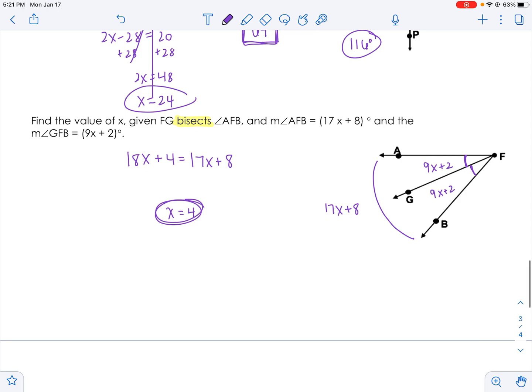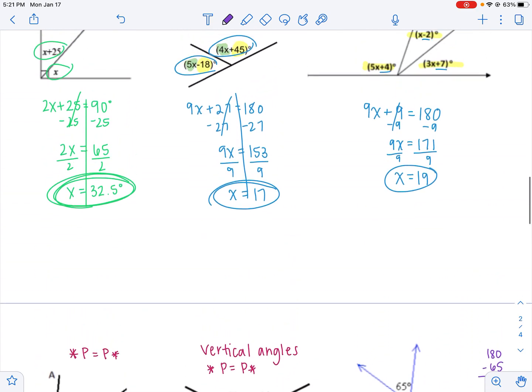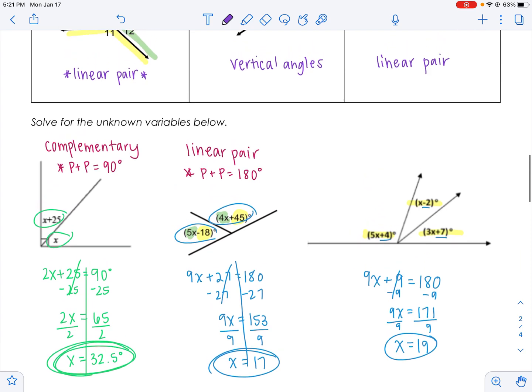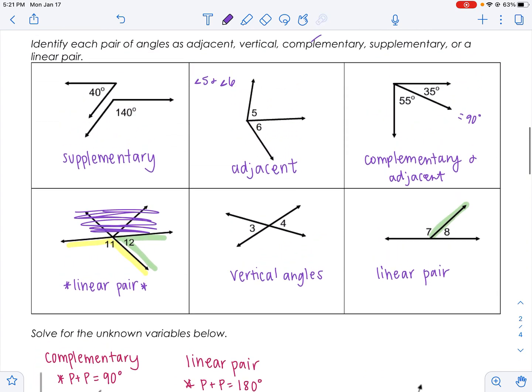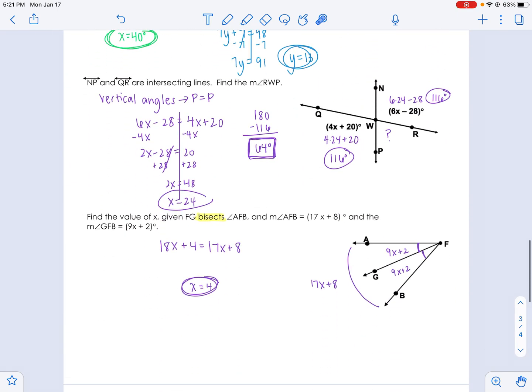Hopefully you learned some stuff about angles today, keeping in mind that problems were separated into part equals part or part plus part equals whole. Go back and look at your notes if you can't remember what they look like, and then from there decide. So if you see supplementary, part plus part. If you see vertical, part equals part. Good luck on your practice.